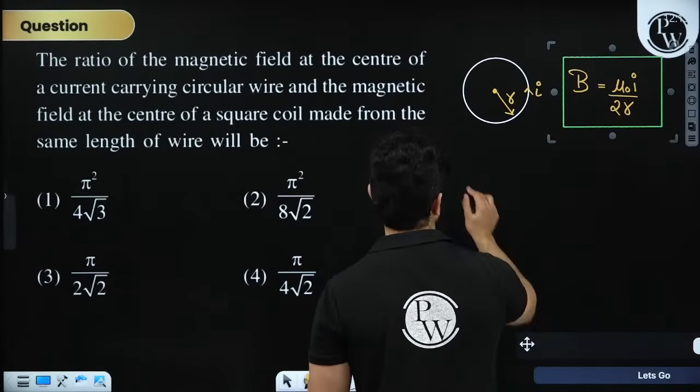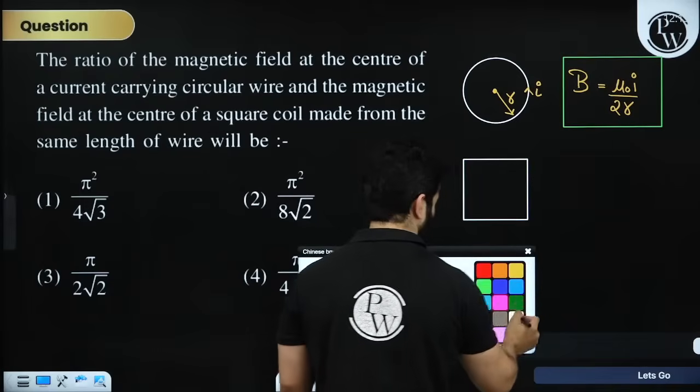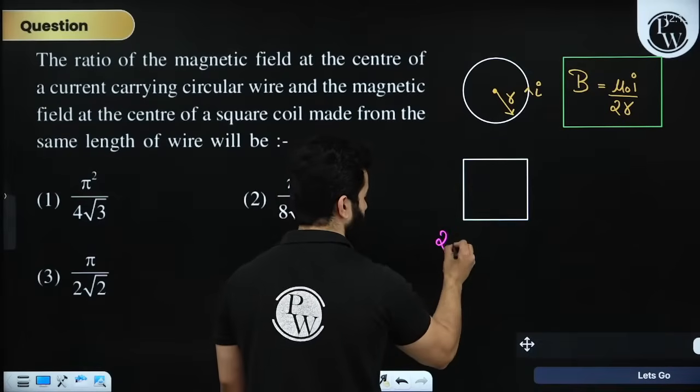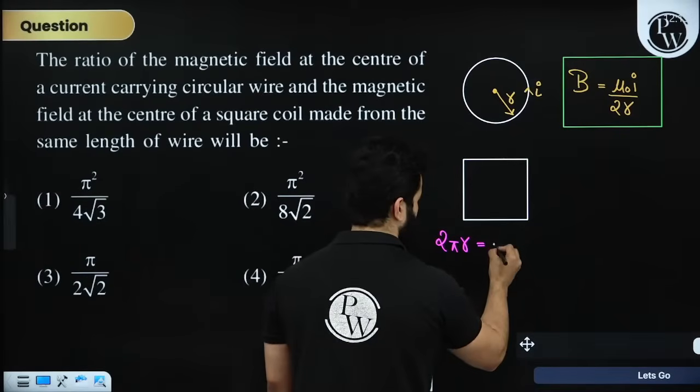Now we are saying that we have made a square out of this circular coil. So first of all, if you are making a square out of this circular coil, that means 2 pi R will be equal to 4 times A.